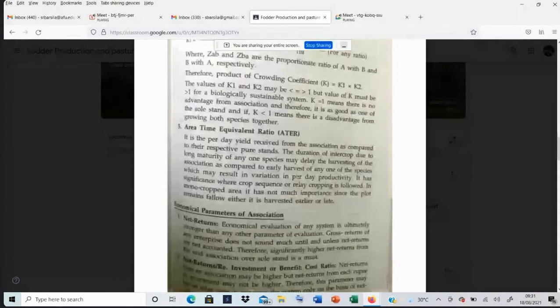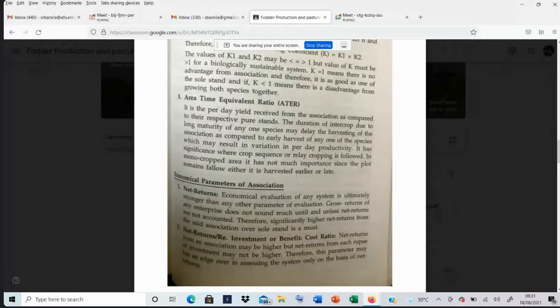Another important calculation for the biological functions of grass-legume mixes is the area time equivalent ratio. For this, the growth rate of grasses and the growth rate of legumes are independently calculated and a ratio is made from them. We call this the area time equivalent ratio. Per unit area, how much grass there was, how much legume there was, and what the growth rate is in a fixed time. For this we calculate ATER, or area time equivalent ratio.